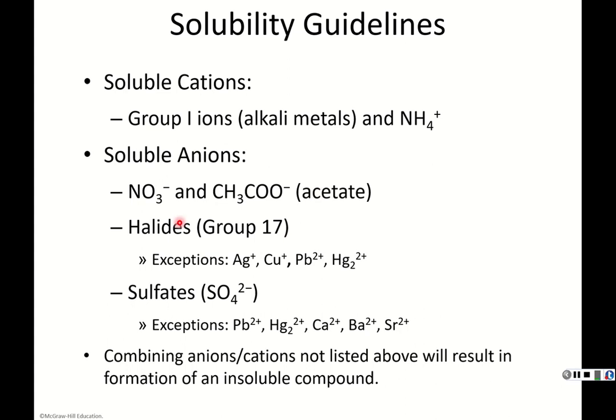The halides, group 17, are typically soluble except when they're combined with gold, copper, lead, and mercury. Right? And then sulfates, SO4 2-, except when they're combined with lead, mercury, calcium, barium, strontium. So lead and mercury again show up, but then all the group 2 metals here for the sulfates. Sulfate doesn't like those. Okay. So anything you combine, anions or cations that aren't listed above here, are going to result in formation of insoluble compounds.